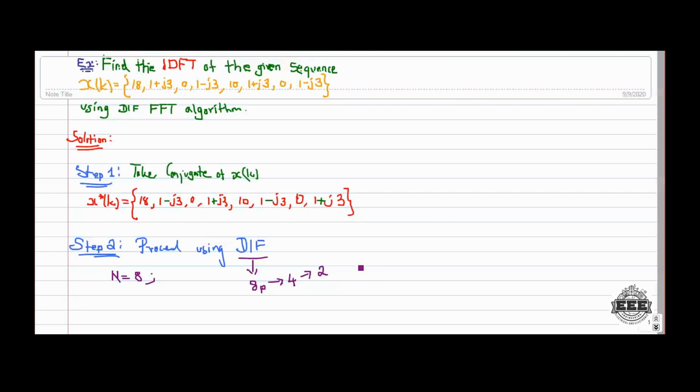Like this we are going to draw the network diagram. Before drawing that, we will write the twiddle factor values. We know the twiddle factor values for 8 point, 4 point and 2 point. We will just recall the twiddle factor values, and then we will start to draw the diagrams. So here I am writing all the twiddle factor values in step 2.